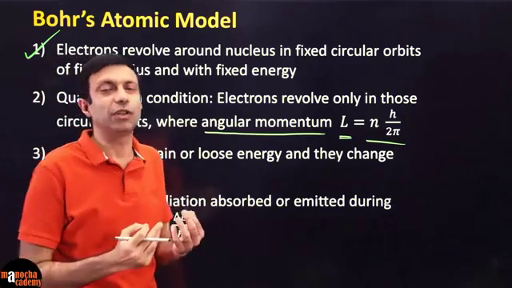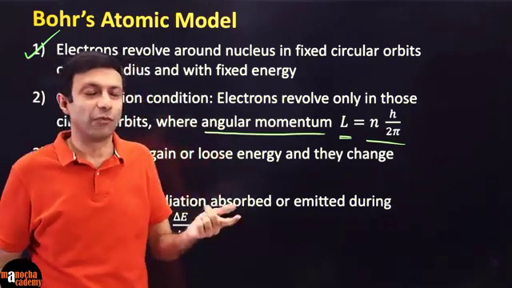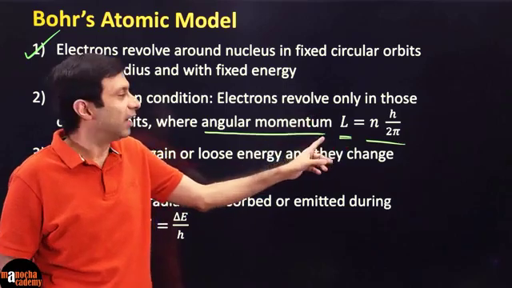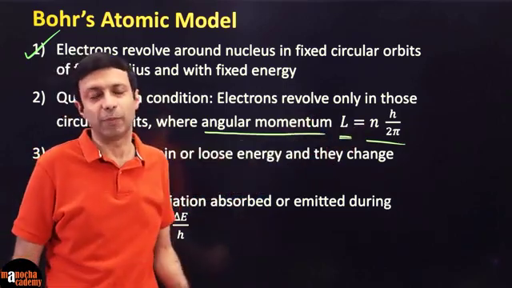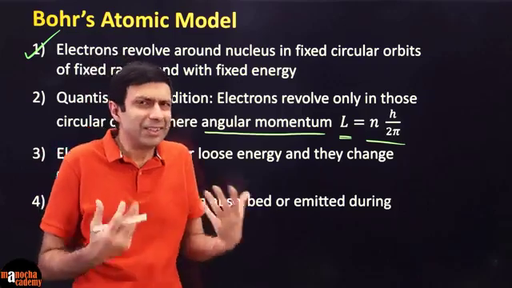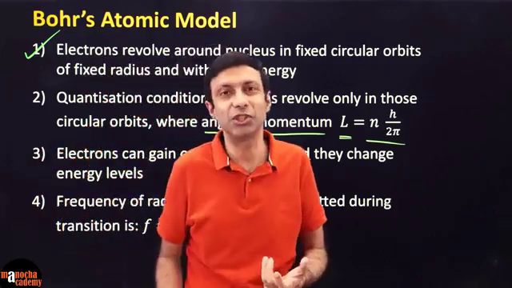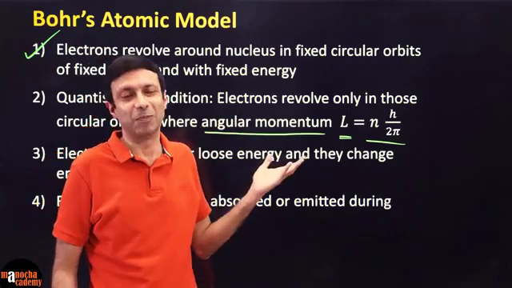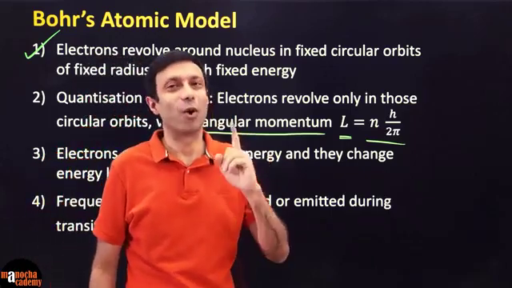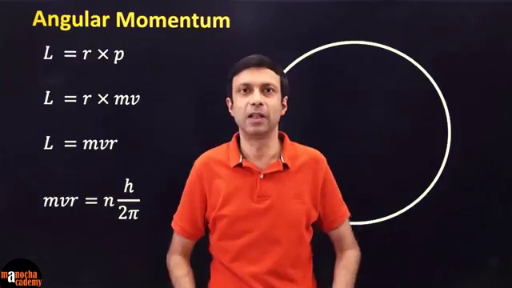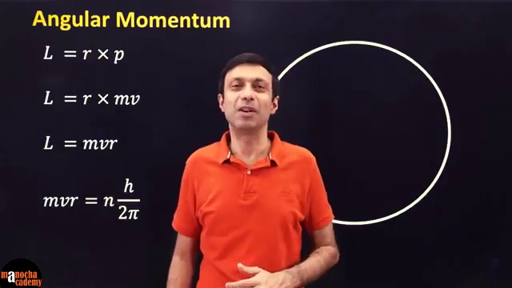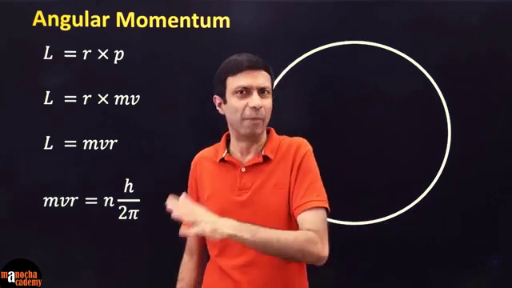So there is a condition for where the electrons can revolve, and this condition is based on the angular momentum of the electrons. It is an integer multiple of h by 2 pi. To really understand this postulate of quantization condition, first we need to understand what this term angular momentum means. So let's take a look at what angular momentum is. Angular momentum, you can remember, is the moment of the momentum.